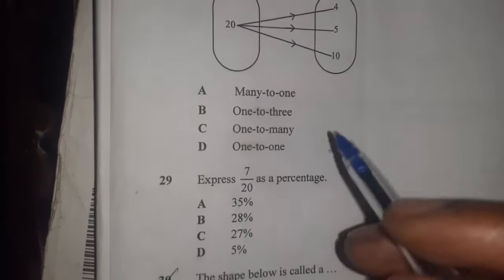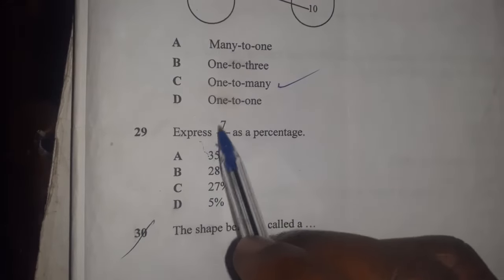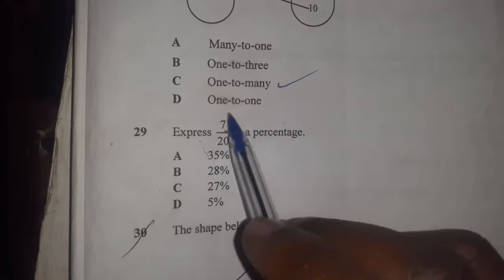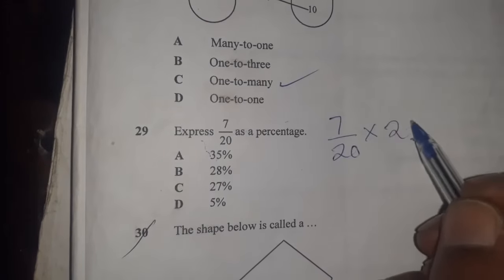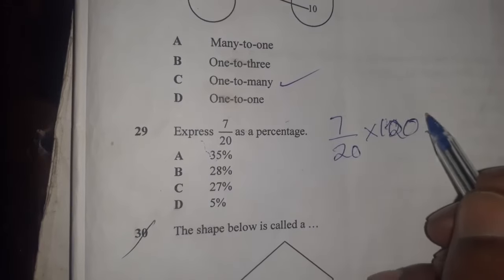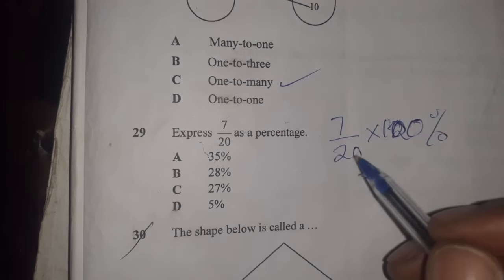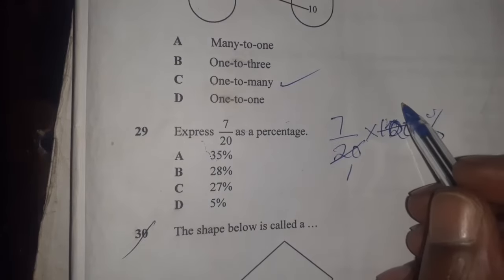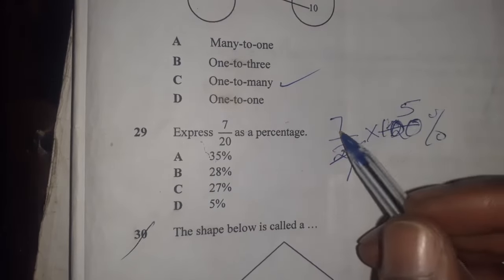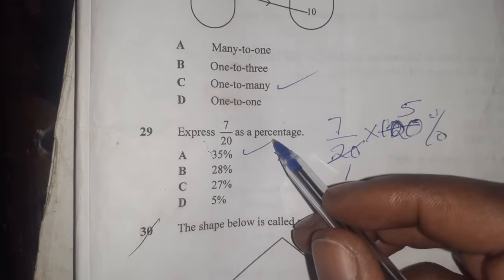Okay, 1 over many. That's what we get. Express as a percentage. When you're expressing this as a percentage, you need to multiply by 100%. So you know that 20 here it's 1, 20 here it's what? It's 5. When you multiply 7 by 5, what do you get? You get 35. That is the percentage.